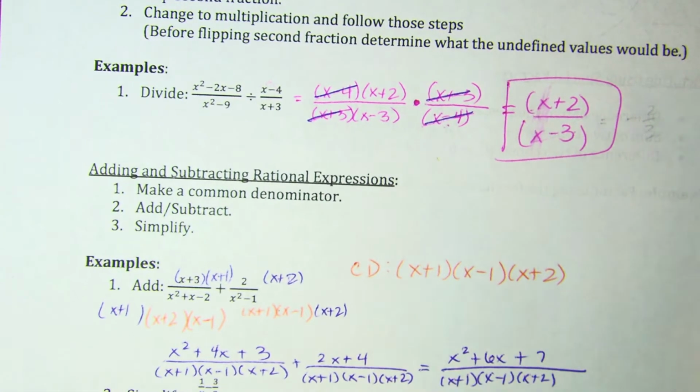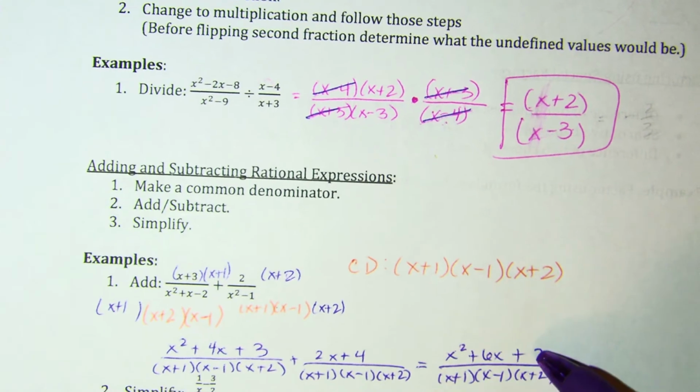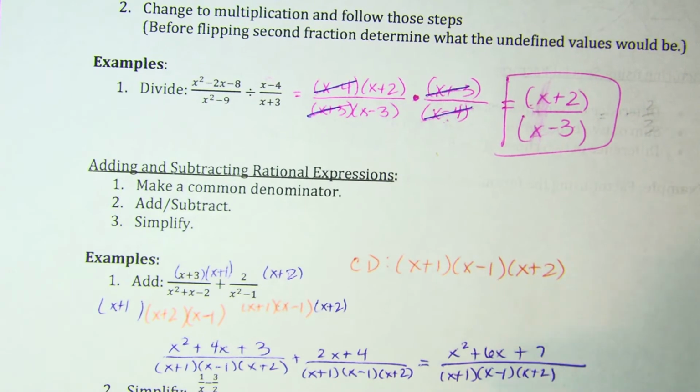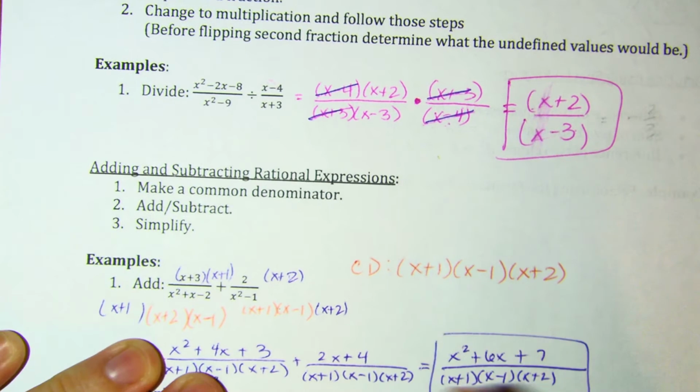And just like when you were in elementary school, you always wanted to reduce your answer. So if it's possible to factor the numerator, we need to factor and see if any of the factors reduce with the denominator. In this case, the numerator is not factorable. So this is my answer.